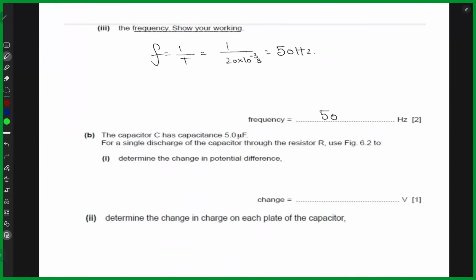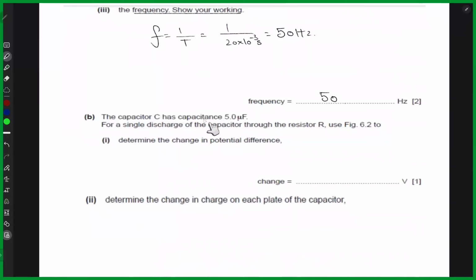All right. Now, the capacitor C has a capacitance of 5 microfarads. For a single discharge of the capacitor through the resistor R, use this figure to determine the change in potential difference. So for a single discharge, what is the change in potential difference?